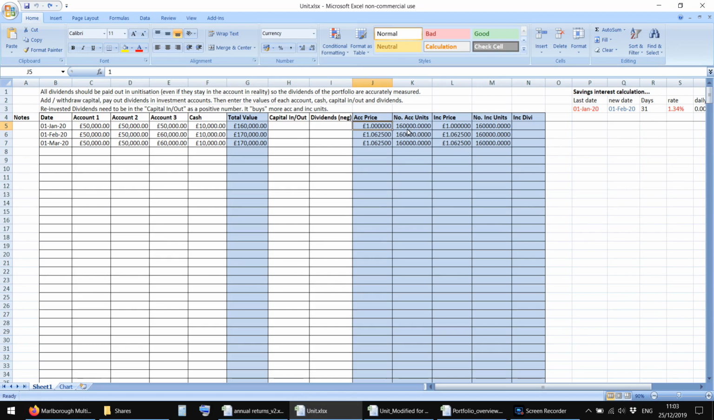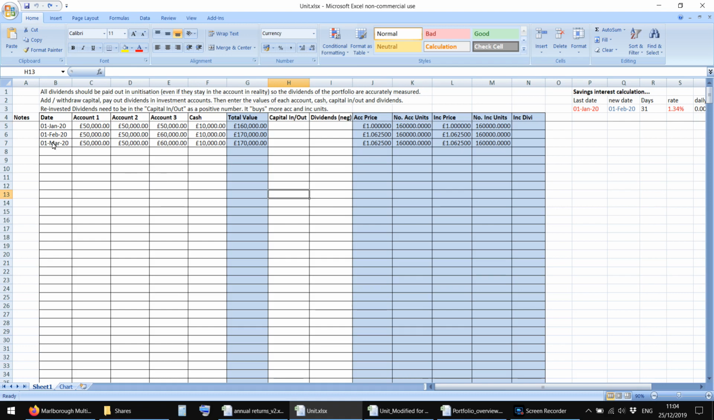So you set it to 1, and then to work out the number of accumulation units, it takes the value of the portfolio, which I've arbitrarily put in as 160 grand, divides it by the price, so it works out that at the beginning there's 160 accumulation units. And then for the income units, it does exactly the same thing. So right at the start, the income units and the accumulation units are the exact same price, and we own the exact same number of them, because nothing's happened to the portfolio yet, it's just a starting point.